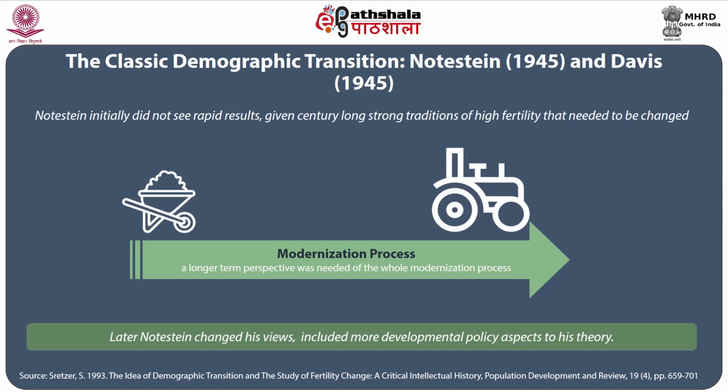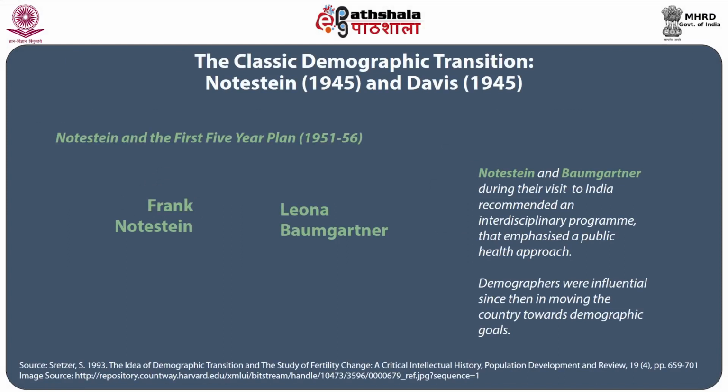Later, he changed his view to include more developmental policy aspects in his theory. Notestein and the first 5-year plan, for instance, in India way back in the 1951 to 56 situation. Around 1955, after India's independence, F.W. Notestein along with Lena Baumgartner, then of the New York Health Commission, visited India upon request from the Government of India. India had already included fertility reduction in the national programs through its first 5-year plan, having been the first country to do so.